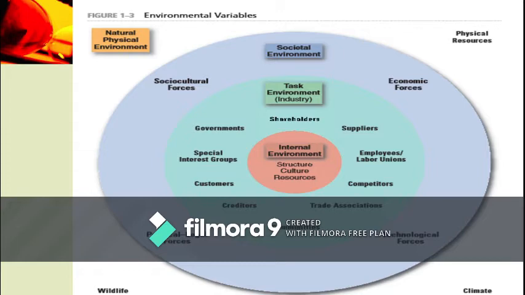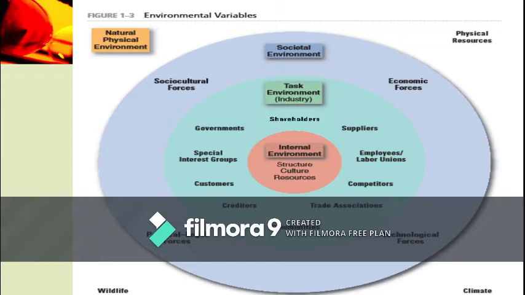Next is the societal environment: the socio-cultural forces, the economic forces, the technological forces, how technology evolves and changes rapidly, and the political-legal forces, how the leaders are, the laws being implemented, and the like. Next is the task environment. This is now the industry. Within the industry, there are stakeholders: the shareholders, the suppliers, the employees and their respective labor unions, the competitors, of course, trade associations, communities, creditors, the customers, special interest groups, and of course, the government. And then there is the internal environment of that particular business: the structure, the culture, and the resources.